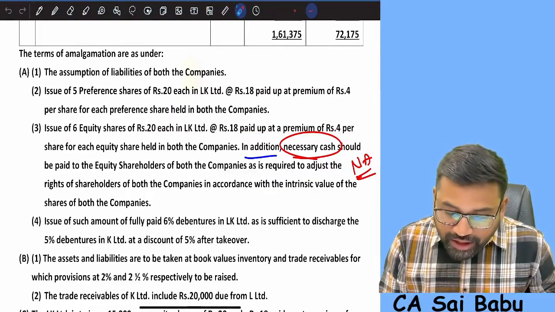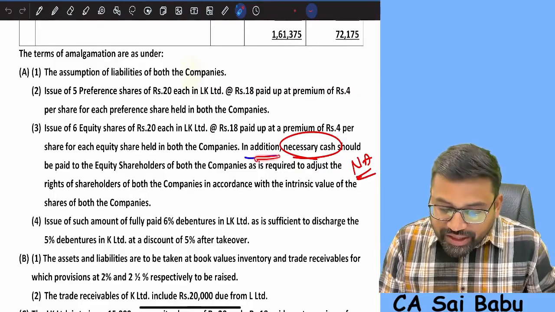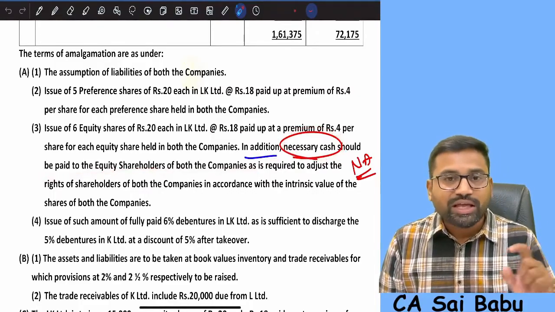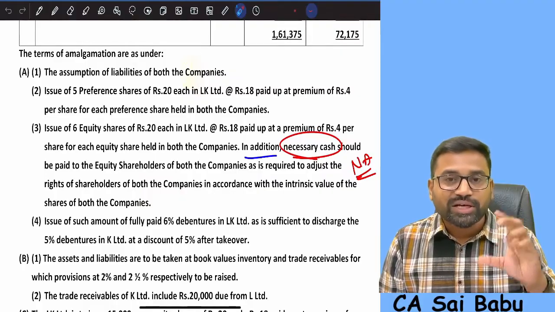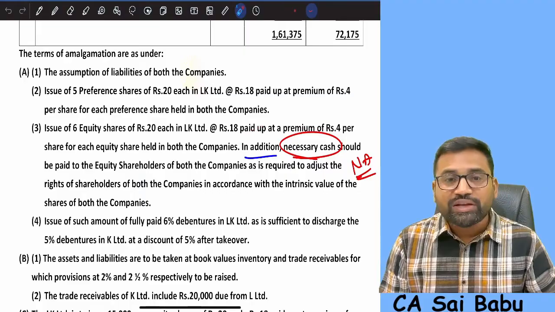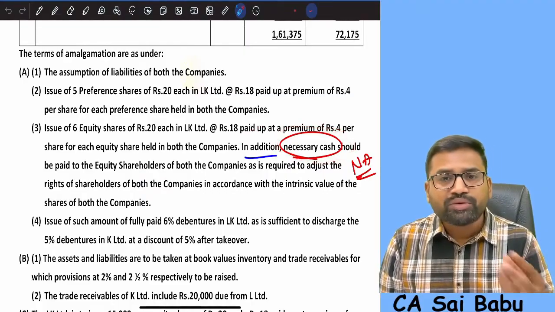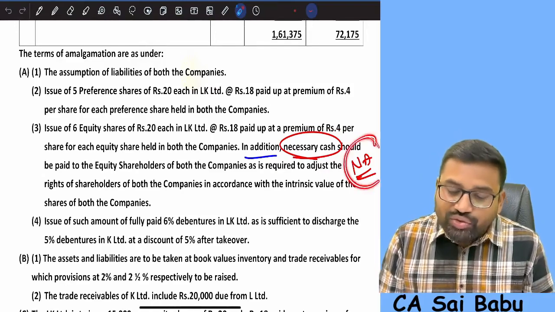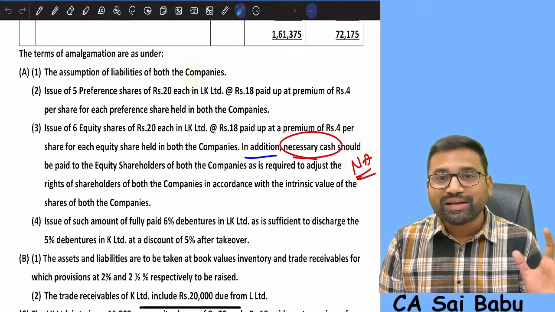But in addition, they have used one phrase: in addition, necessary cash would be paid to the equity shareholders of both the companies. LK Limited said to the equity shareholders of K Limited and L Limited that you are going to get equity shares, and along with the equity shares, necessary cash will also be paid. But what is the necessary cash here? We don't know. We are unable to quantify. So here also we need to follow the net assets method to calculate the PC.